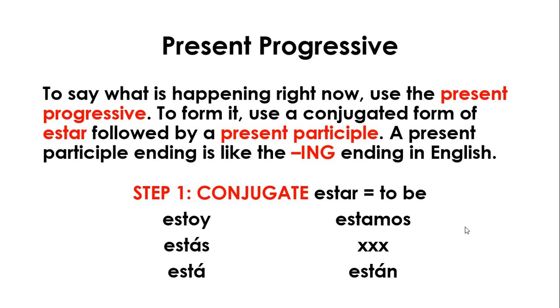progressive tense. And the way we form it in Spanish, we use a conjugated form of the verb estar, which means to be, followed by a present participle. And a present participle is like the ing ending in English.